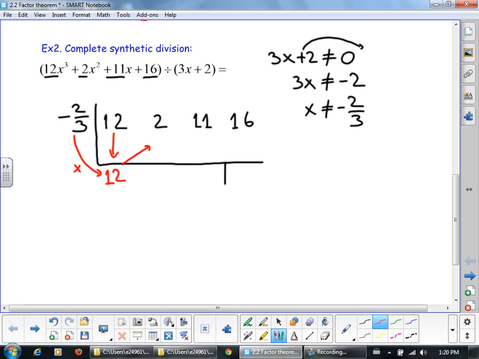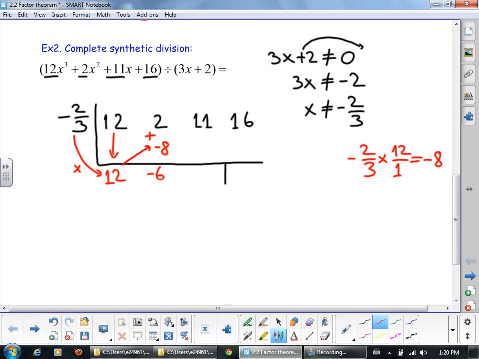So what we have to look at is negative 2 over 3 times 12. Now if you can't do it in your head, just write it on the side. Negative 2 over 3 times 12 over 1. And the answer to this is negative 8 if you actually do the division at the end. And we're going to write negative 8 under the second coefficient, which in this case is 2. The next step is to add 2 plus negative 8, and that will produce a negative 6.